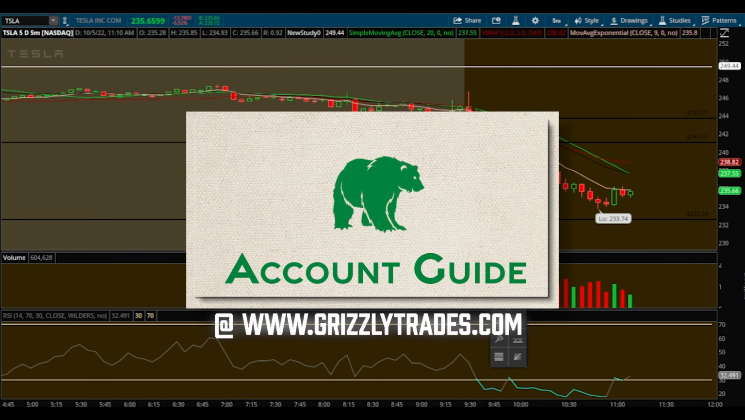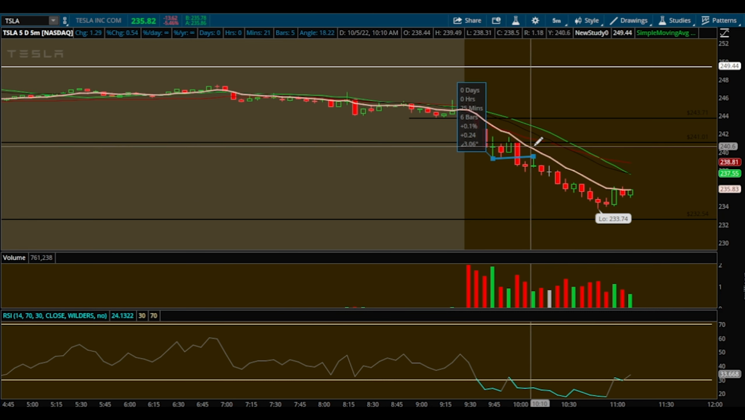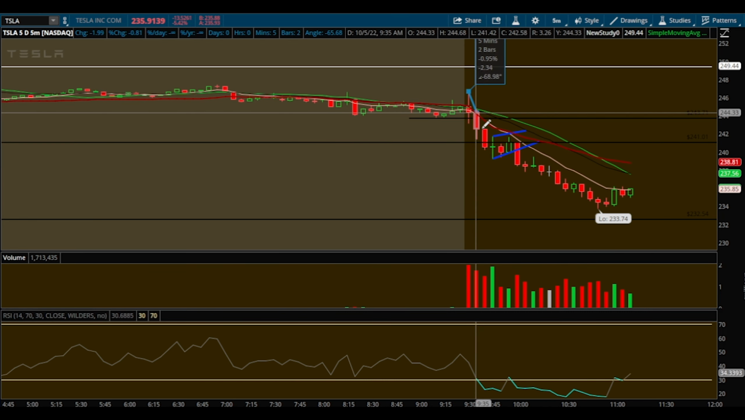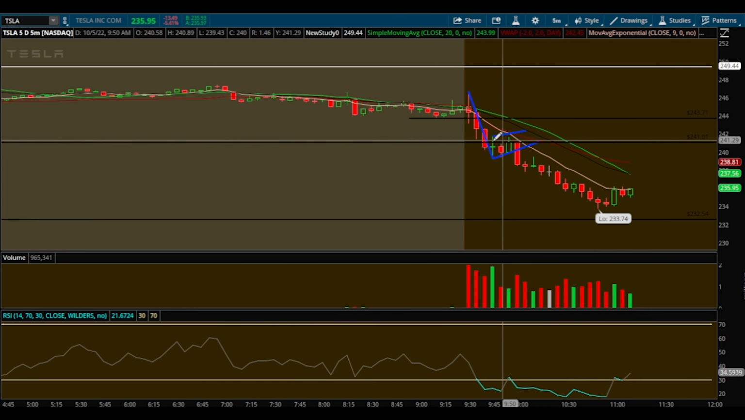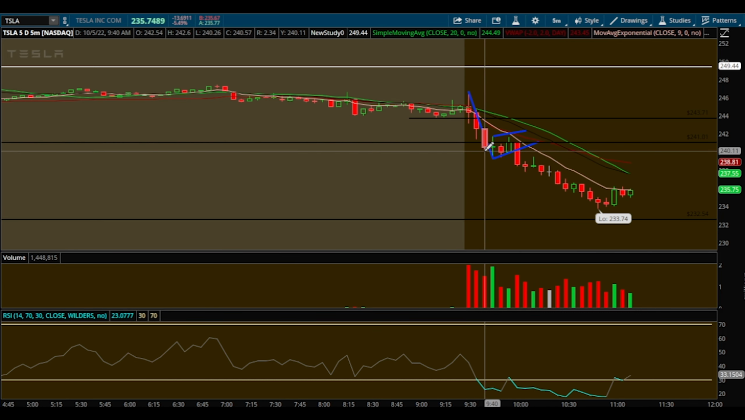Now, first off, I like to use this tool here to draw out my flag patterns. I'm using Thinkorswim by TD Ameritrade. That's where I do my charting, and that's where I day trade options. Let's draw the bottom trend here, and let's make the flag pole here. So we have this flag pattern. As you can see, this is a flag, and this is a pole. This is what you call a bear flag.